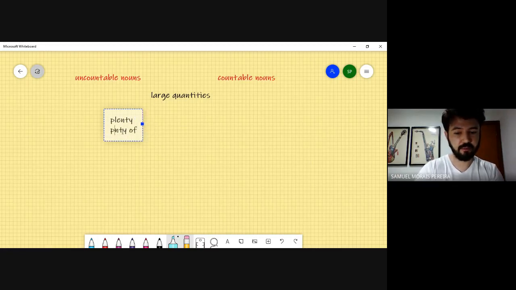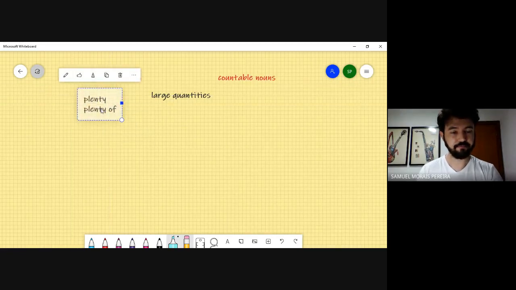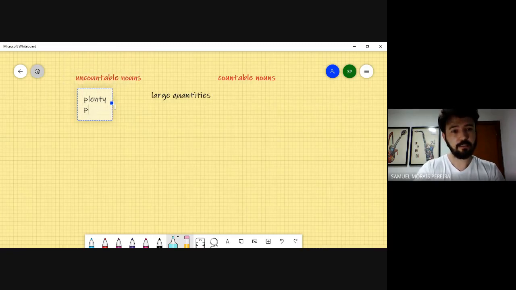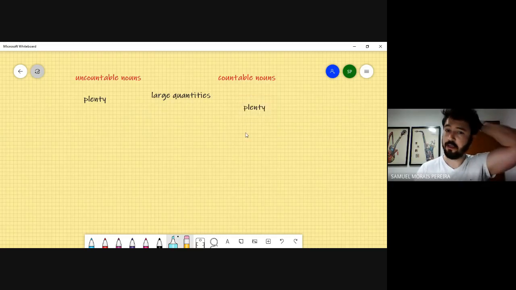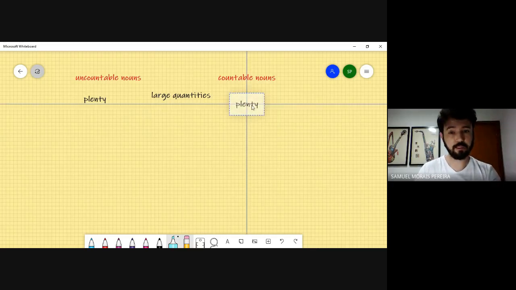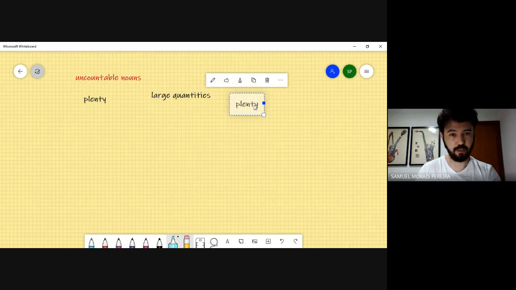Plenty of. Mas vamos primeiro entender a palavra plenty. Olha só. The word plenty significa muito, muita, but it can also be used in the plural. So I can understand the plenty as muitos ou muitas de alguma coisa, okay?